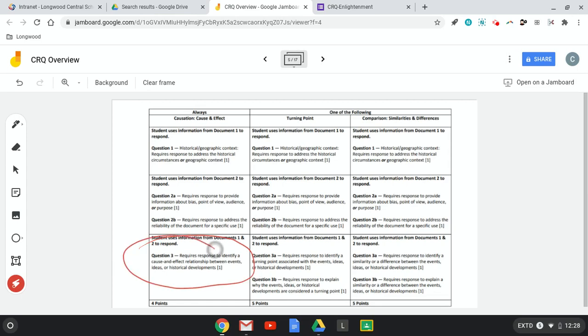Question 3 is always going to be cause effect for that first document set. Okay, so you always have geographic or historical reasoning for the first question. And the third question is always, for the first document set, going to ask you about cause effect. Now, the second document set is going to have a change for question 3. So they might ask you about a turning point or similarity or difference. Okay, so the first document set, always cause effect. The second document set is either going to have turning point or similarities or differences. But also I will note that question 1 for all document sets is always the same thing. They give you a document and they say, what's the historical or geographic context? Okay.